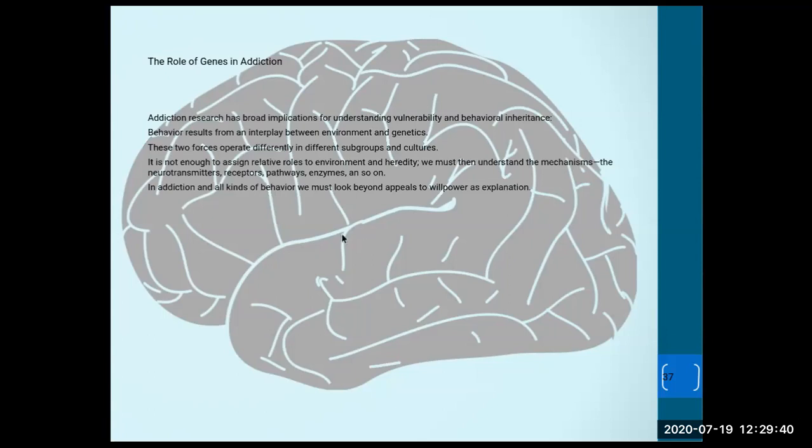So in addiction and all kinds of behavior, we can't just use the old excuse of lack of willpower. We know that our brain literally changes. We know that our brain is learning. We know that lifelong addiction is part of that process. And can we alter these things enough to be able to avoid it, right? We have to be able to look beyond appeals to willpower as the explanation of why somebody gets addicted or stays addicted or relapses back into it.